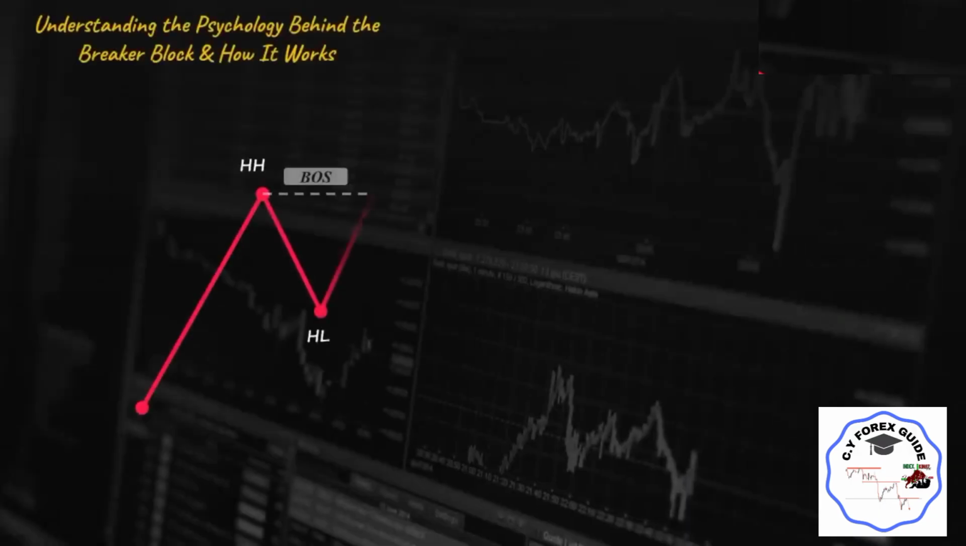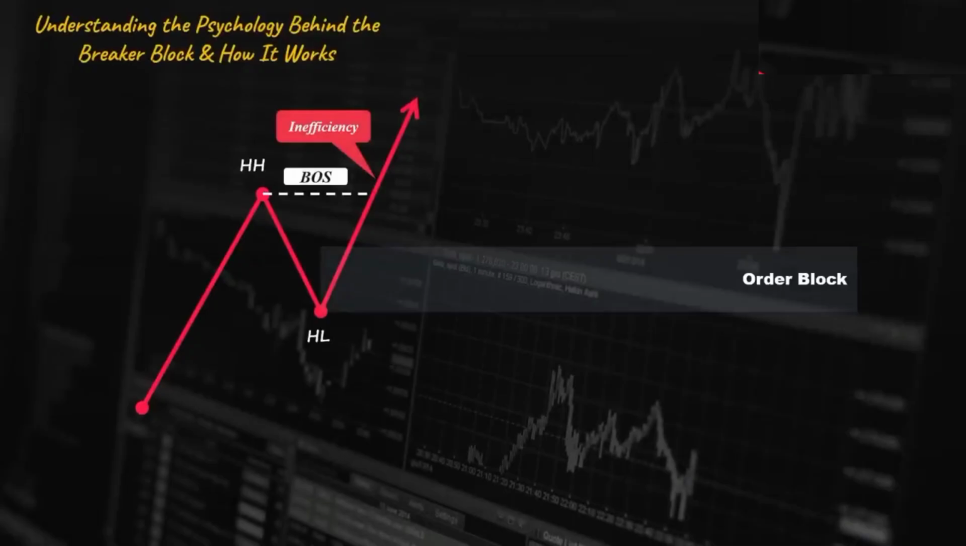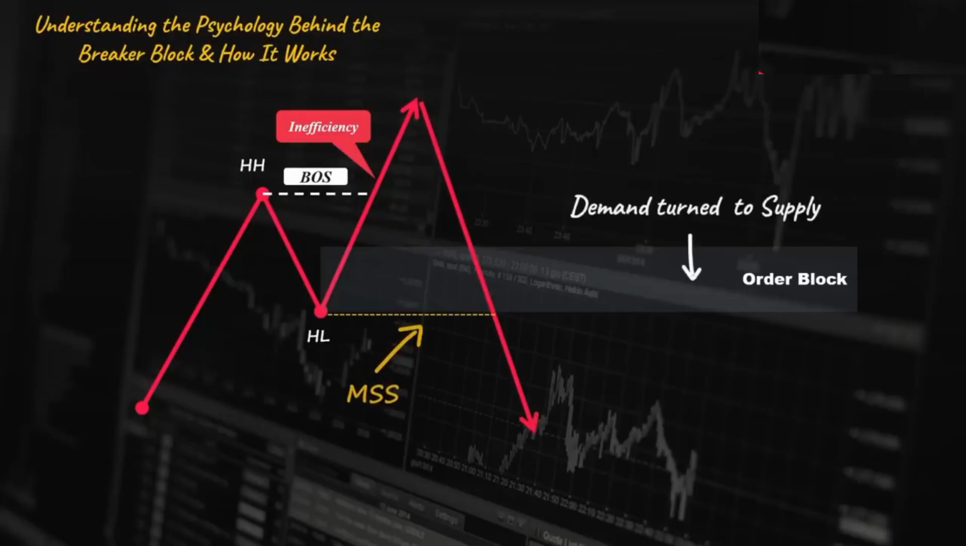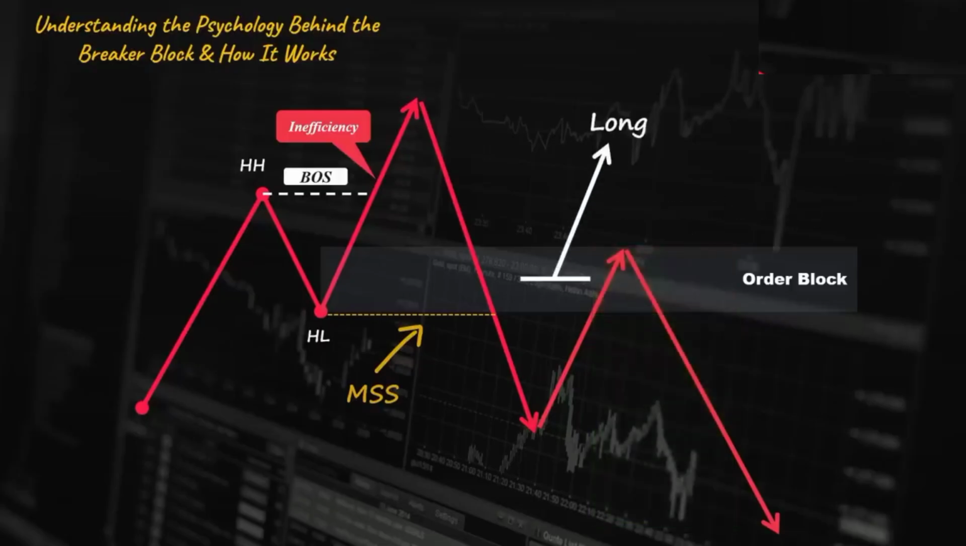Let's say we have a bullish break of structure above the last high with inefficiency. This move provides a valid order block associated with the recent break of structure, offering an opportunity to go long. However, if the price makes a market structure shift by pushing and closing below the most recent low point, the directional bias changes to bearish. As a result, our demand level turns into a supply level after the price breaks the order block to the downside. The psychology behind the breaker block is that traders went long from the order block.